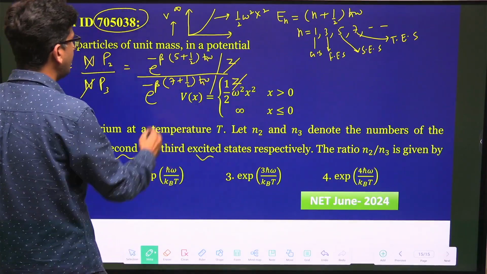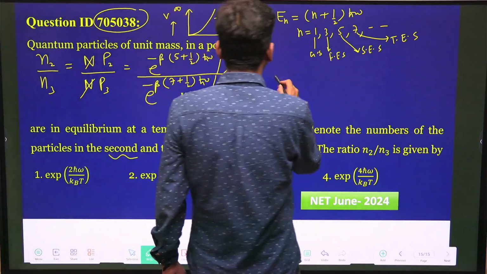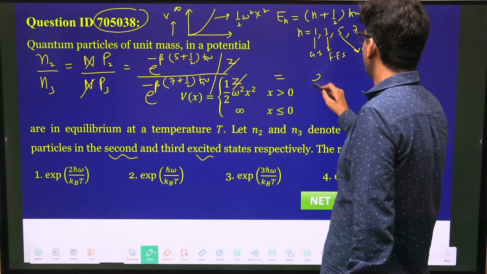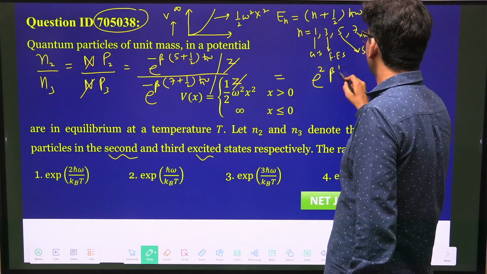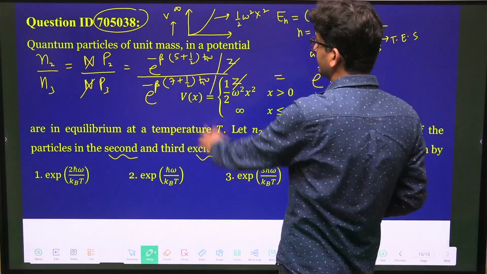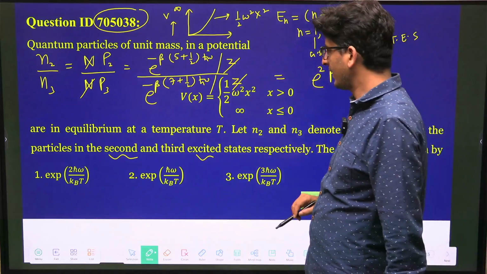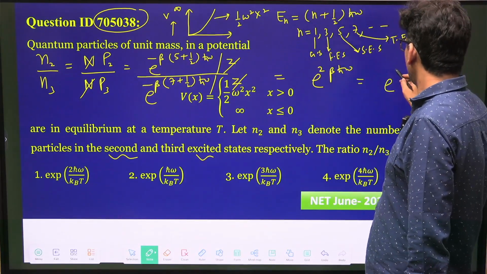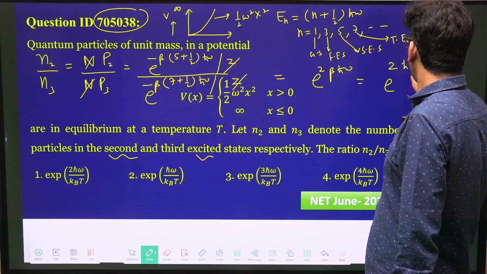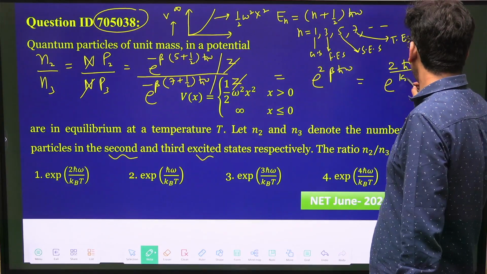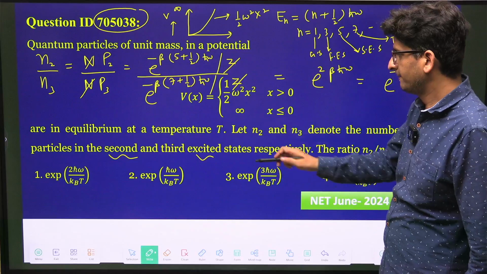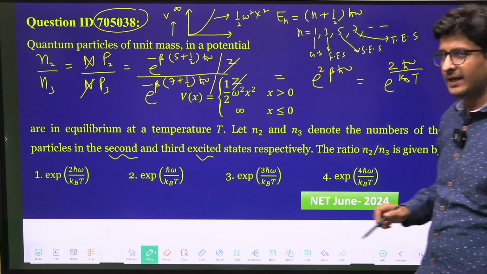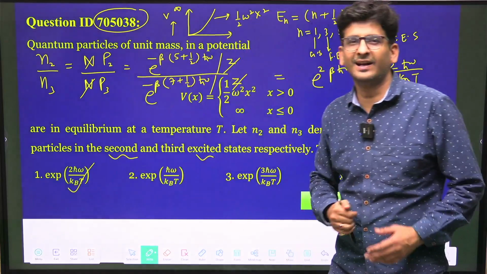Now this Z and Z will cancel and this will go in the numerator. 7 minus 5 will become 2. So it will become e to the power 2 beta h cut omega, and this half and half will cancel. So what is the answer? It is e to the power 2 h cut omega by, beta is kBT, so e to the power 2 h cut omega by kBT. So the first option is the correct answer.